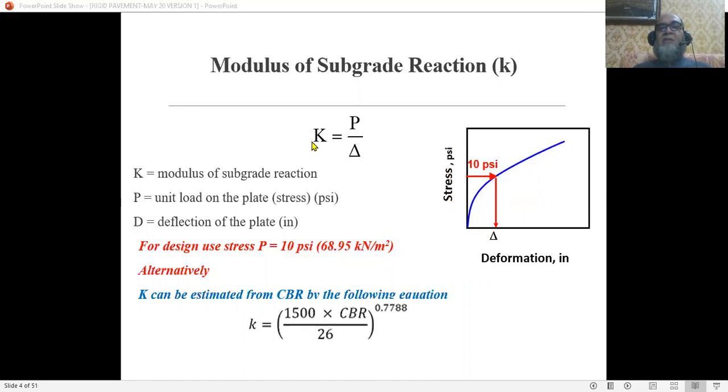Now the K value is calculated when the pressure is 10 psi. So whatever the pressure at 10 psi, we would like to know the deflection or deformation in inches for this 10 psi. This is a standard pressure needed to calculate the modulus of subgrade reaction. Or alternatively, if you cannot have a test value of the K modulus, you can estimate it by using this relation.